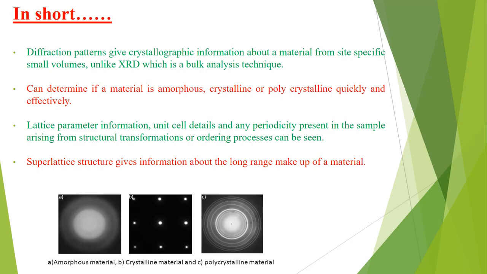Here is a three-part figure shown as A, B, C. A is the amorphous material, B is the crystalline material, and C is the polycrystalline material. So there are different kinds of diffraction patterns shown by the scanning electron microscopy. When we have different kinds of material, then different kinds of diffraction patterns are recorded.